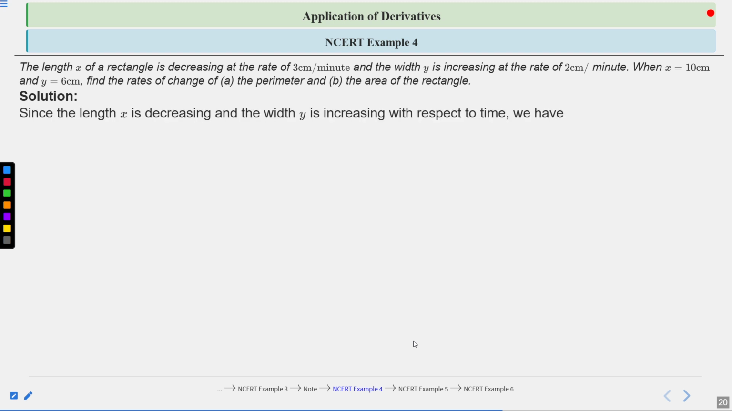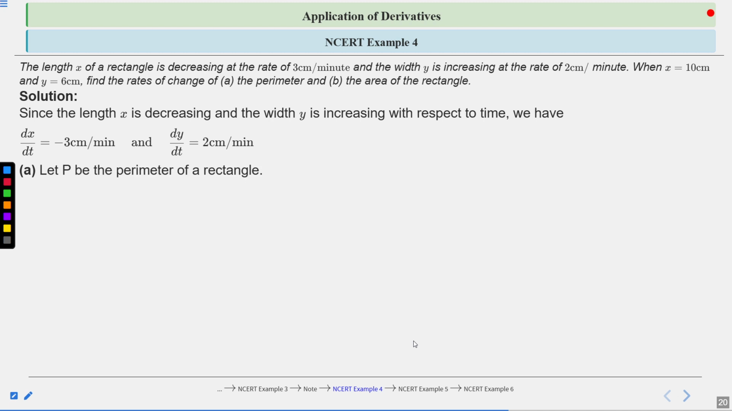Since the length x is decreasing and the width y is increasing with respect to time, we have dx upon dt is equal to -3 cm per minute, right? And dy by dt is basically 2 cm per minute, right? Because length x is decreasing and width y is increasing with respect to time. Okay.